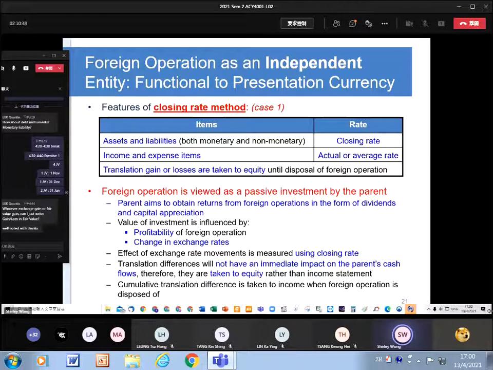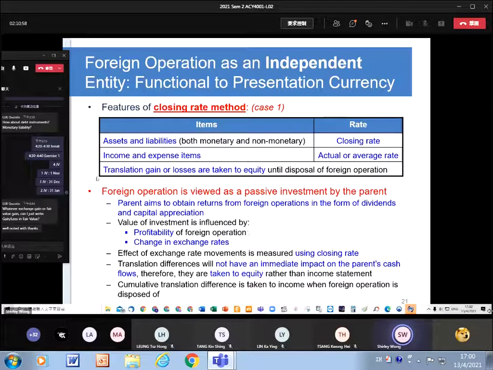So what does the closing rate method mean? The closing rate method is easy. All the items in assets and liabilities, we will retranslate again using the year-end day rate. Ignore whether they are monetary or non-monetary. Anyway, every asset and every liability will use the closing rate.